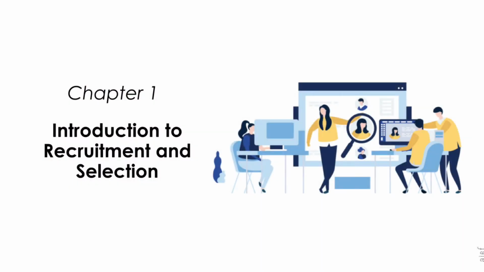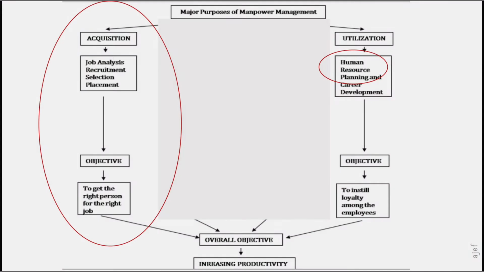The first chapter will focus on the introduction to recruitment and selection. And for the whole rotation, we will focus on acquisition and its underlying functions. We will also utilize HR planning before proceeding to the actual jobs of recruitment and selection. Our goal is to get the right person for the right job. And as future recruitment specialists, you should know the fundamental roles and processes of acquisition.